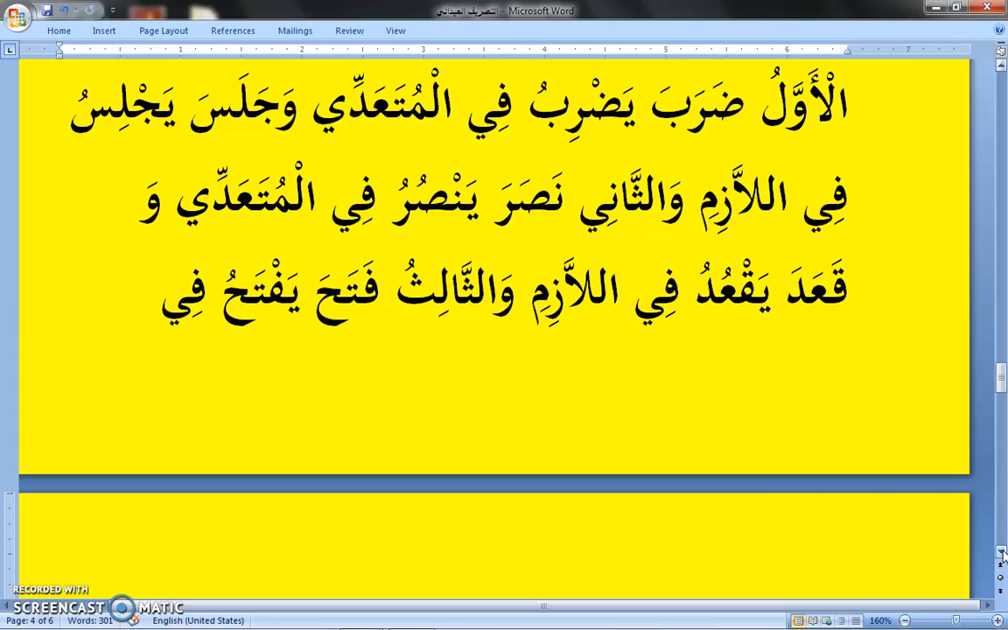الأول, the first, is ضرب يضرب. That is فتح كسر, فعل يفعل, في المتعدي. Verbs can be categorized into 2, under which we have متعدي and لازم. متعدي simply means a verb that requires someone or something to suffer the action.